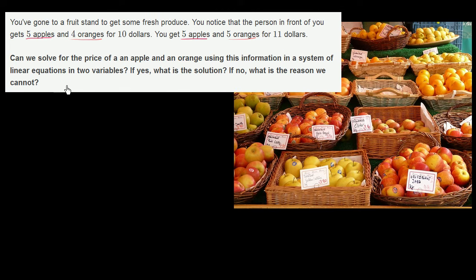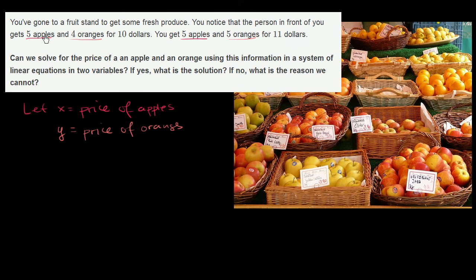So we're trying to figure out the price of an apple and the price of an orange. I would use A for apple, but I don't like using O for orange because O looks too much like a 0. So I'll just say X for apples. Let's let X equal the price of apples. And let's let Y equal the price of oranges. So let's describe what happened to the person in line in front of us.